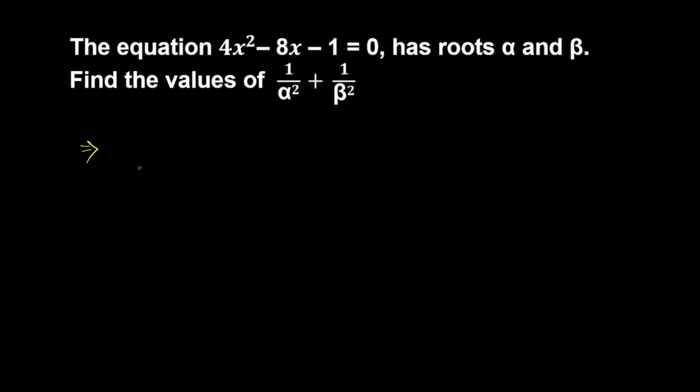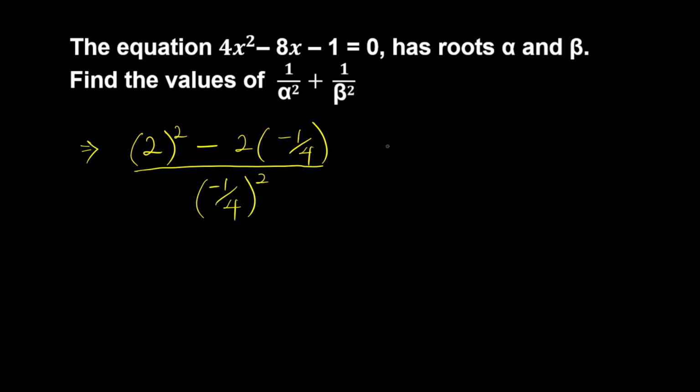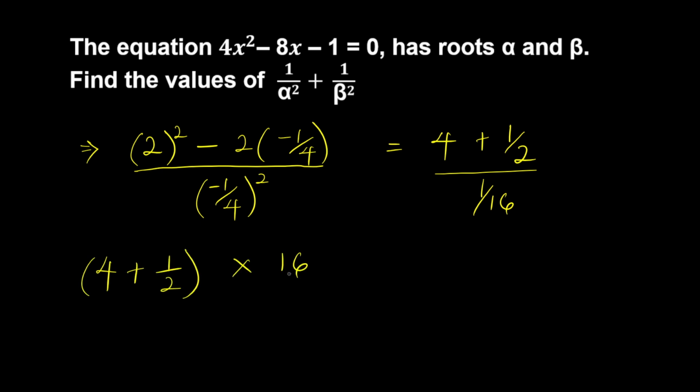Recall our sum of roots was given to be 2, while our product of roots was given to be -1 over 4. This is going to be -1 over 4 all squared. By simplifying this, we are going to have 2 squared, which is 4, plus 1 over 2 divided by 1 over 16. We can rewrite this as 4 plus 1 over 2 times 16 over 1.